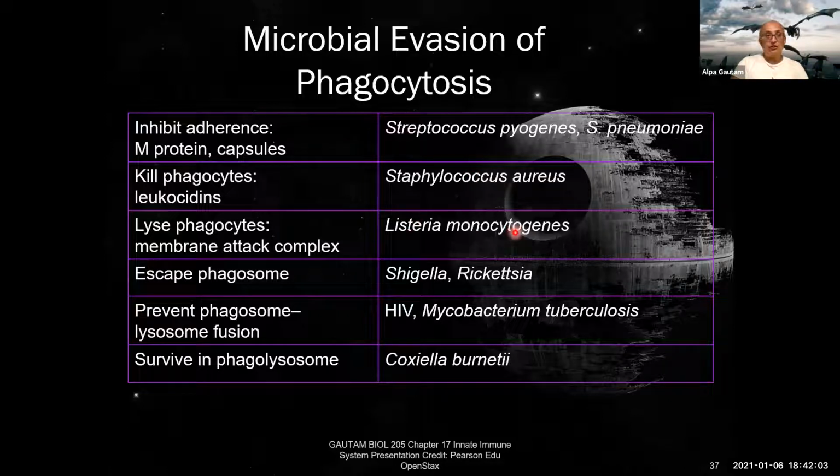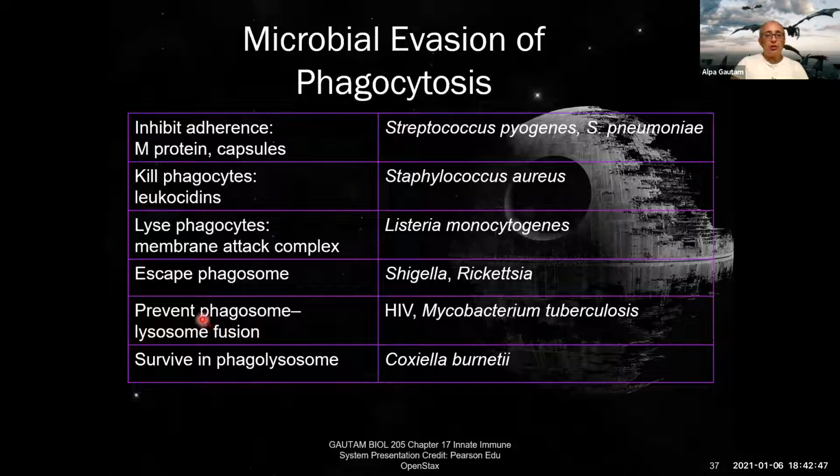Listeria monocytogenes. So this is what creates mono, right? What they do is they lyse phagocytes. So these are bacteria that are dangerous to phagocytes because, well, they lyse phagocytes. Shigella or rickettsia: phagocytes can't really detect them as well, or they're unable to phagocytize them or have difficulty in doing so. HIV, which is of course a virus, and Mycobacterium tuberculosis.